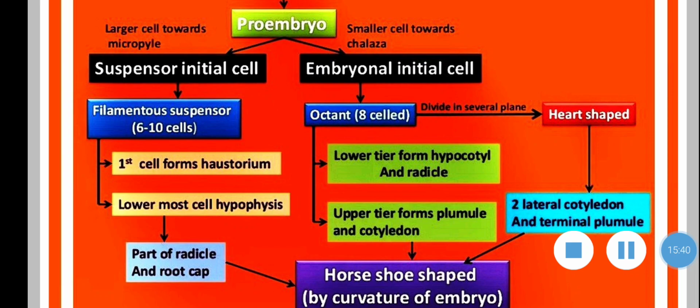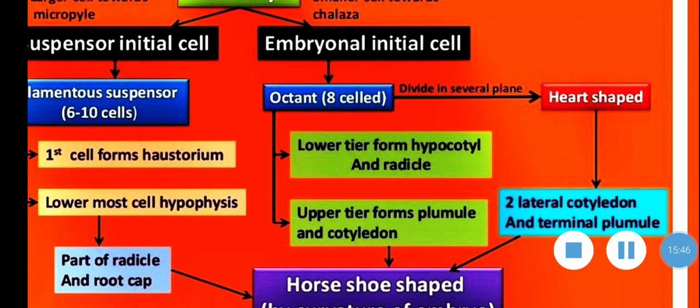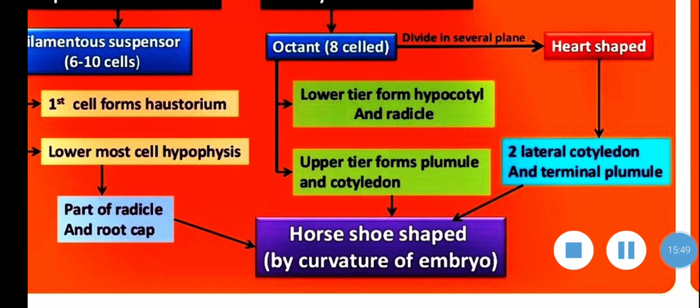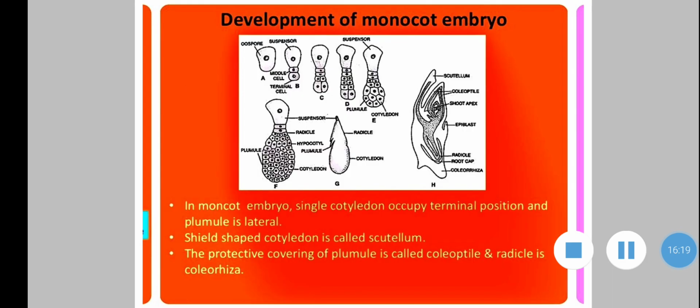Now this divided heart-shaped octant gives rise to two lateral cotyledons and terminal plumule. Further after that, enlargement of hypocotyl and cotyledons results in a curvature of embryo and it appears horseshoe shaped. Please go through the chart once again. The process of entire embryogenesis is explained in this chart. So practice it properly. Here are the stages of development of monocot embryo. You can just go through the picture.